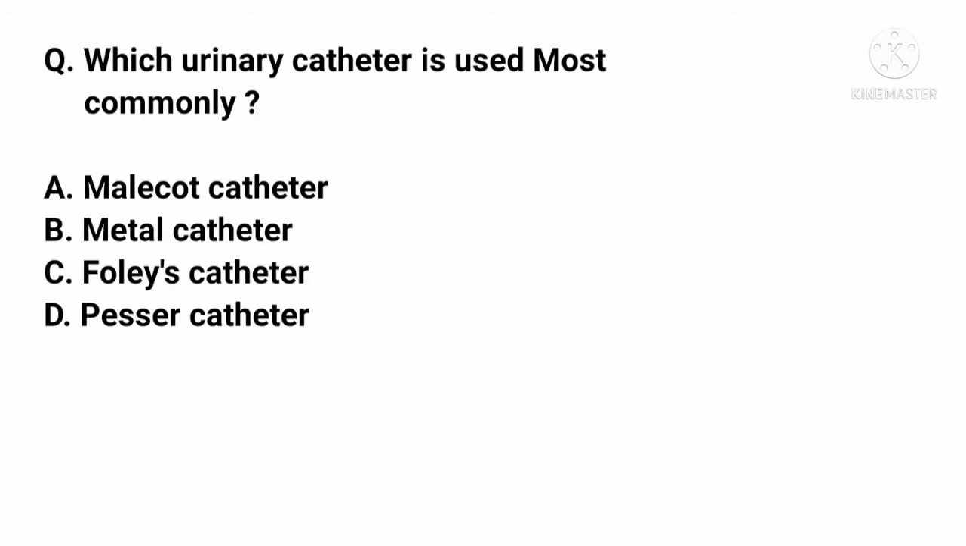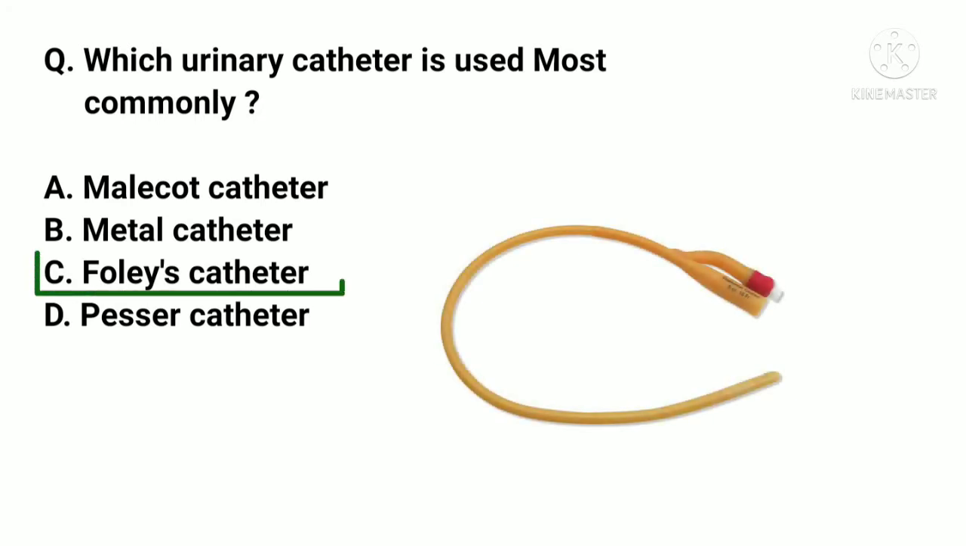Which urinary catheter is used most commonly? A. Malecot catheter. B. Metal catheter. C. Foley's catheter. D. Pezzer catheter. And the correct answer is C. Foley's catheter.